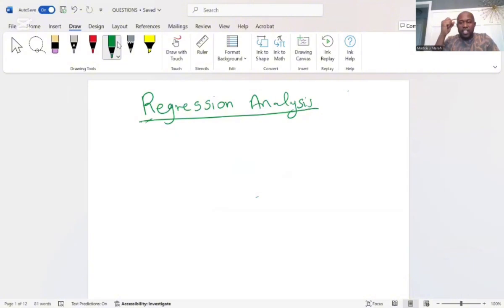So what is regression analysis? Remember when we started our high-low method, we used high-low to separate fixed costs from variable costs, right? Now, regression analysis is a modern technique. It's a forecasting tool developed as an alternative to the traditional high-low method. We refer to it as the traditional high-low method because the high-low method is not very accurate.